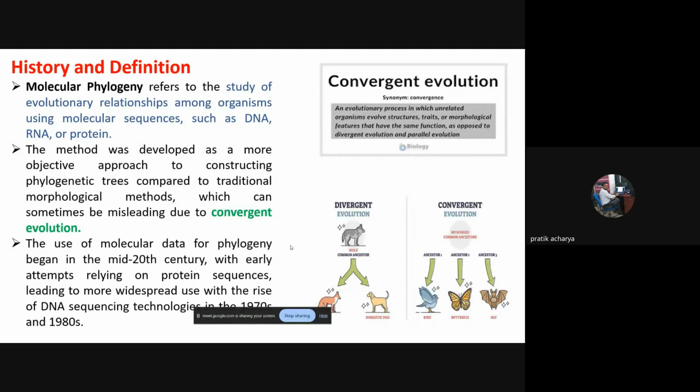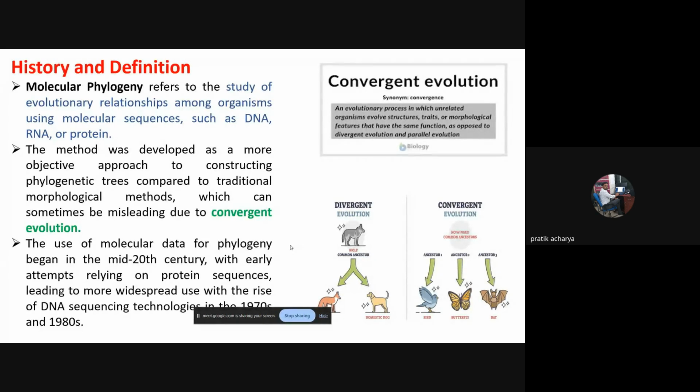The evolution or the formation of these sub branches is due to this phylogeny analysis, or we can use the molecular sequence such as DNA, RNA, protein for this part. The method was developed as a more objective approach to constructing phylogenetic trees compared to the traditional morphological method, which can sometimes be misleading due to convergent evolution.